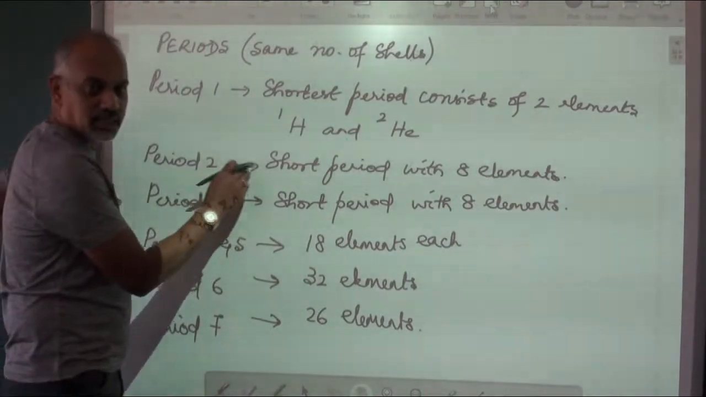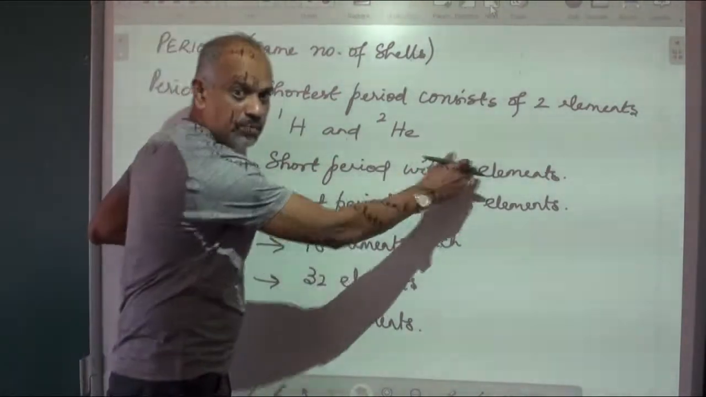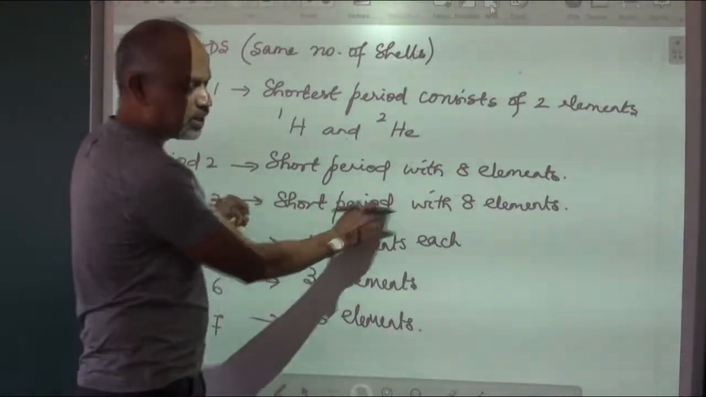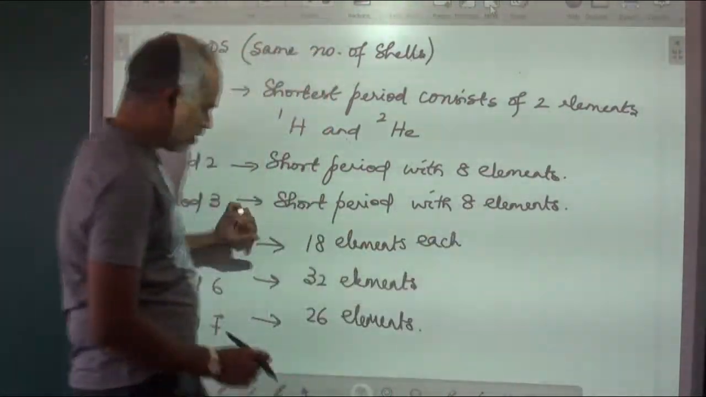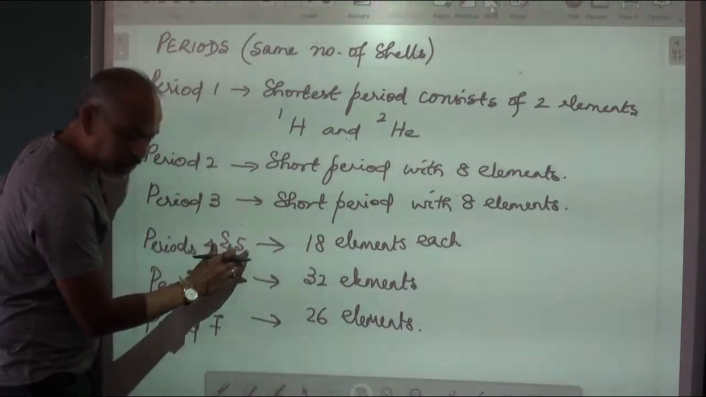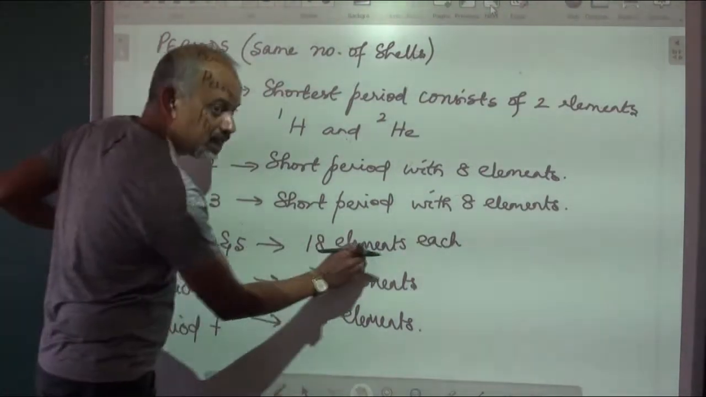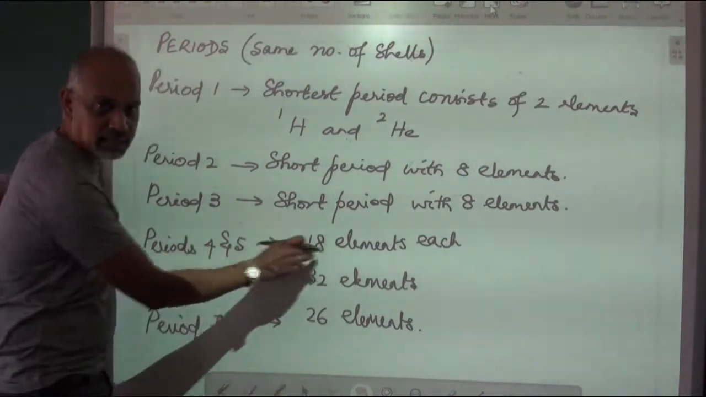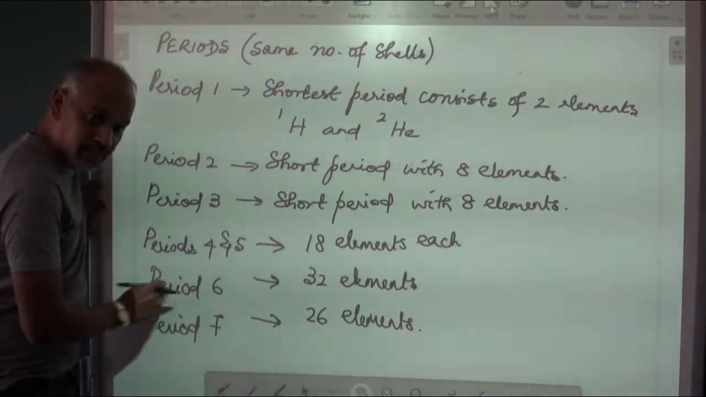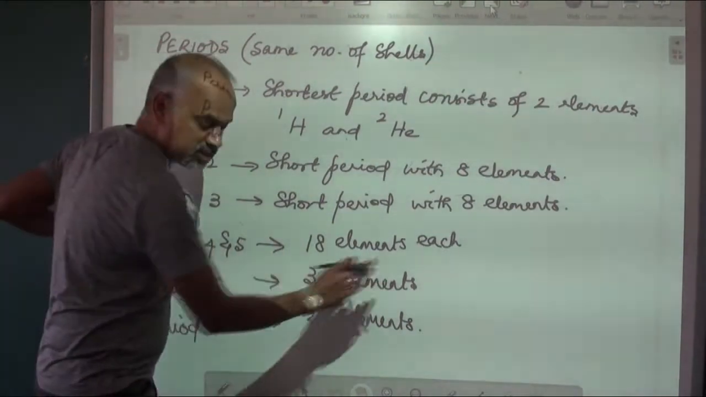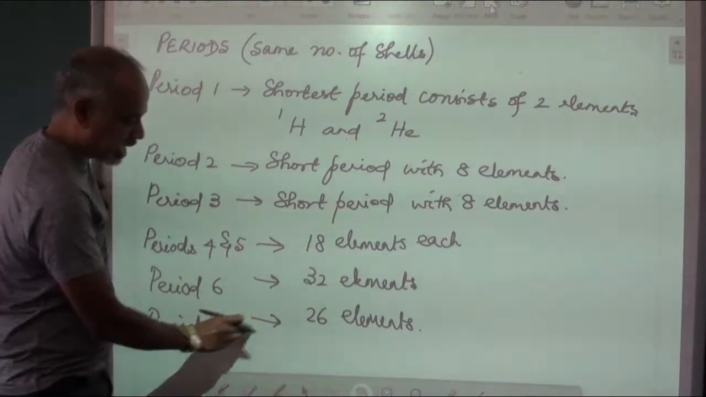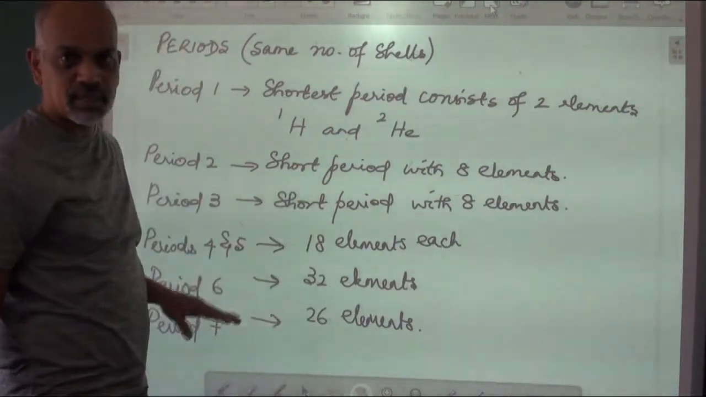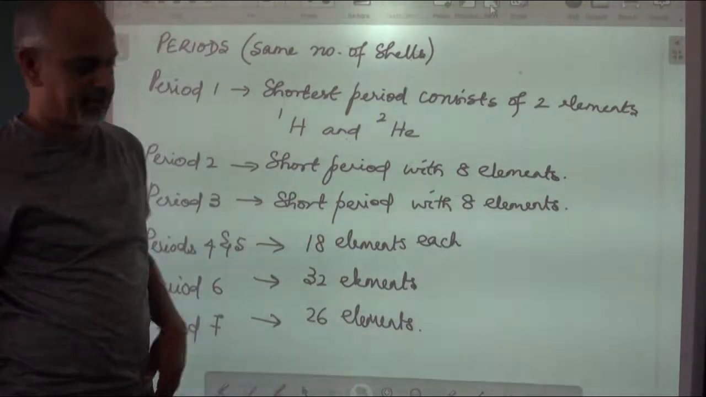Period 2 is a short period with 8 elements. Period 3 is also a short period with 8 elements, whereas period 4 and 5 contain 18 elements in each of them. 4 has 18 elements, 5 also has 18 elements. Period 6 has 32 elements in them, and period 7 has 26 elements. So this is the arrangement according to periods.